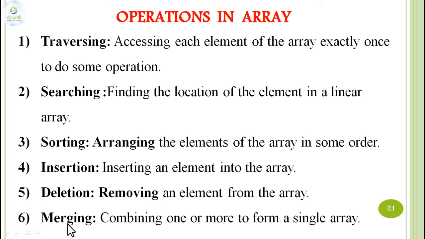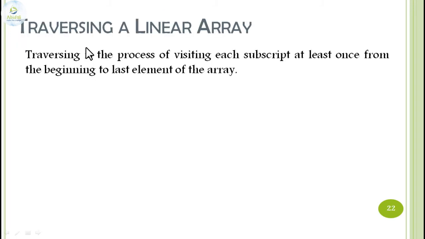Merging, the word merge stands for combining two things or joining two things. So here merging is combining one or more arrays to form a single array. So two or more arrays can be combined together to form a single array. So these are the operations that can be handled on a one-dimensional array, and it is important for 5 marks. Traversal, searching, sorting, insertion, deletion and merging. Let us see it one by one with the help of algorithm and example.